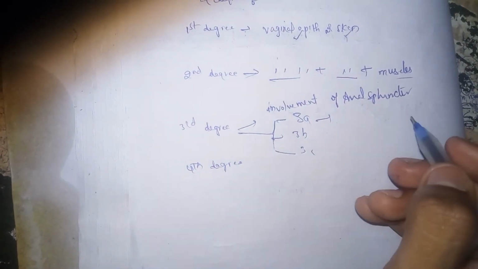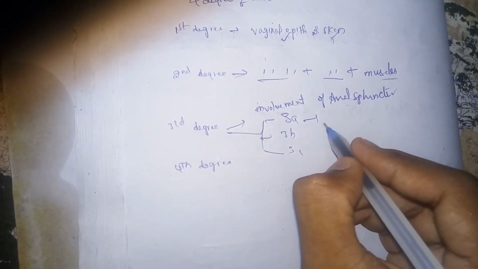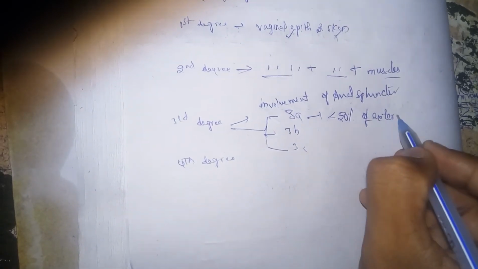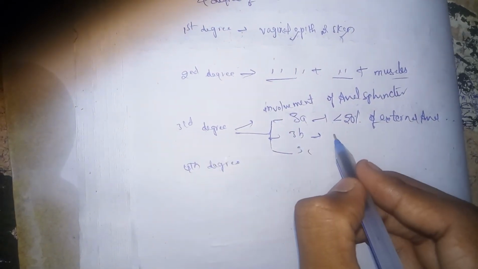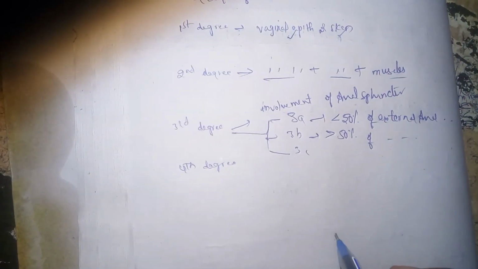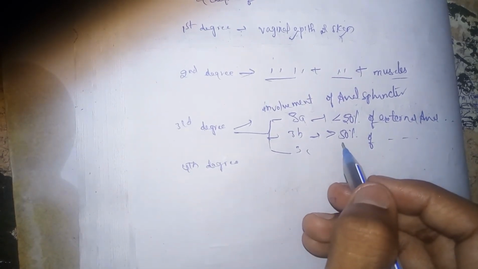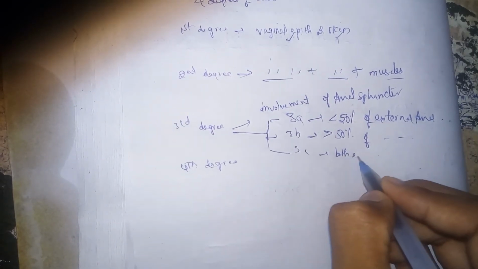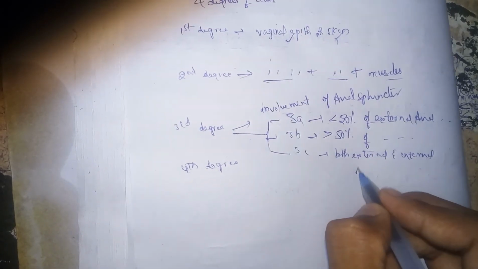In 3A, there is involvement of less than 50% of the external anal sphincter. In 3B, there is involvement of greater than 50% of the external anal sphincter. In 3C, there is a tear of both the external and internal anal sphincter.